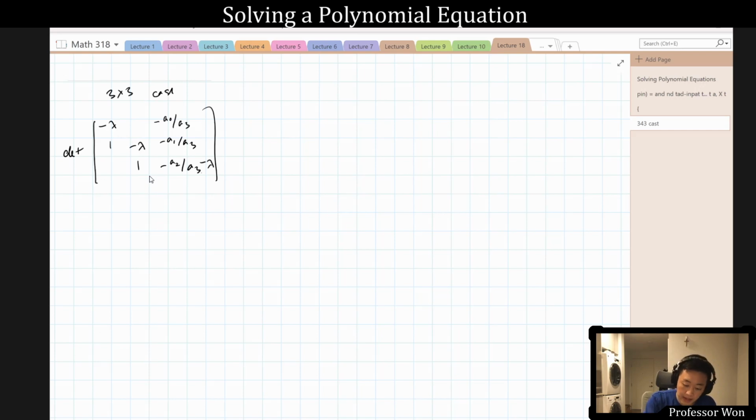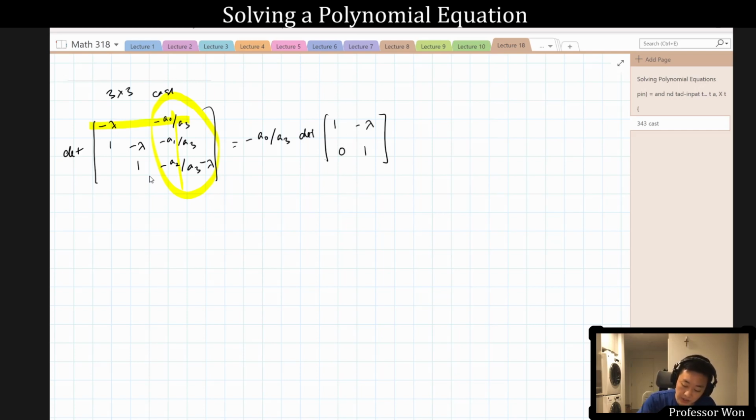So what we'll do is take a cofactor expansion down the first column. Okay, so the determinant of this is negative a0 over a3 times the determinant of the submatrix that you get when you delete that row and that column. Which, if I delete this row and this column, I'm left with 1, 1, negative lambda.